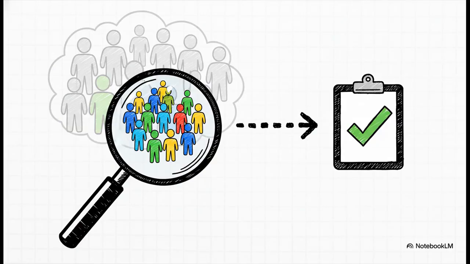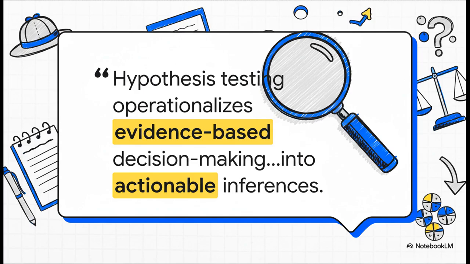But why do we go through all this trouble? Well, here's the crucial point. The whole goal here is something called inference. We almost never have data on everyone or everything, so the goal is to use a small, manageable sample of data to draw a reliable conclusion about the entire population. It's pretty amazing when you think about it. And our source material just puts it so perfectly here.